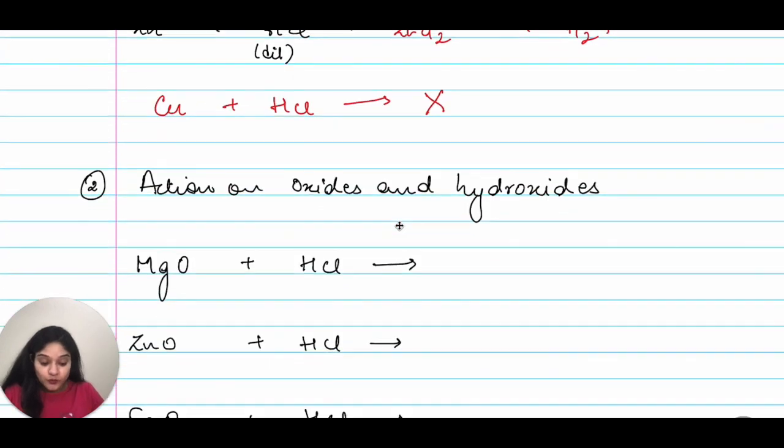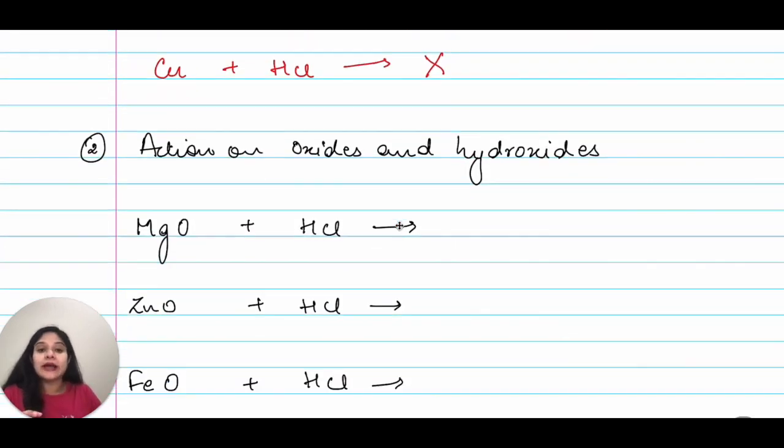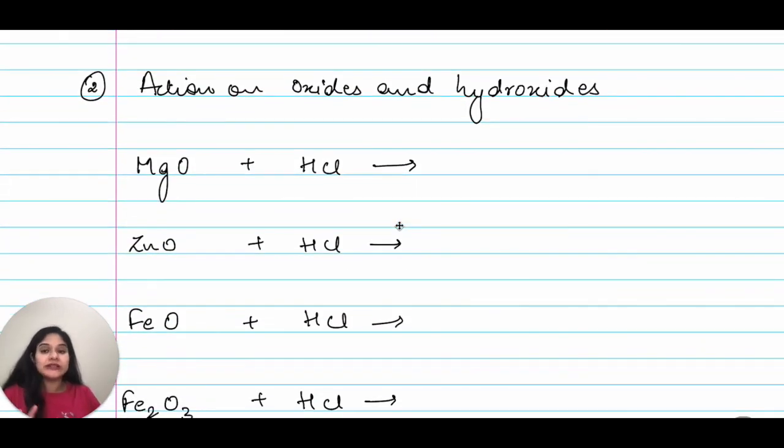Now moving on to action of oxides and hydroxides. Now this is pretty similar to the one that we just did. What would happen? Metal will replace hydrogen, combine with chlorine to form a corresponding chloride. What is left? Earlier only hydrogen was left. This time along with hydrogen we have oxygen left. So they both will combine to give you water. So we get metal chlorides, along with that we get water.